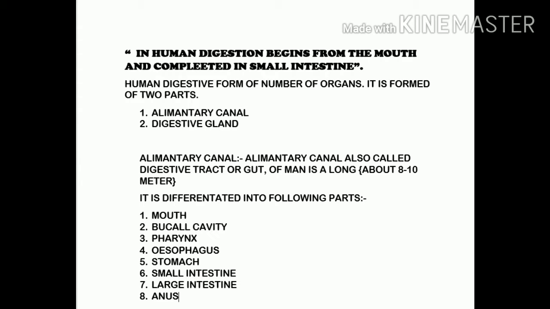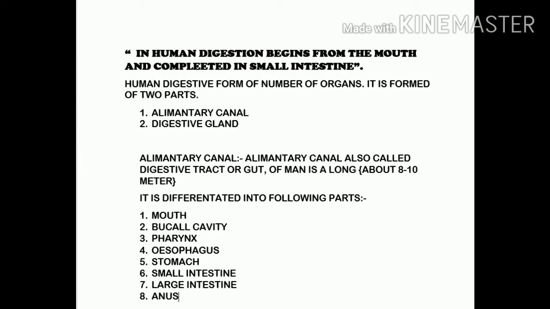Stomach. It is a thick, muscular, and J-shaped sac present on the left side of upper part of abdomen. It helps in mechanical churning and chemical digestion of food. It also stores food. The muscular wall of stomach helps in mixing of food and gastric juice.